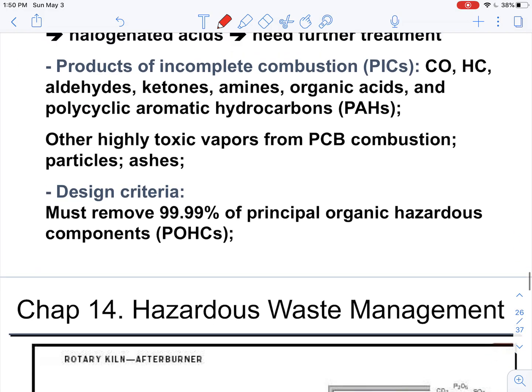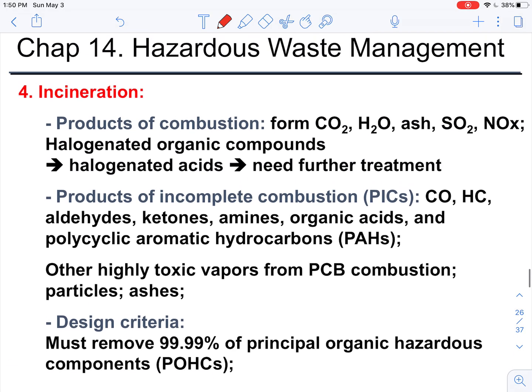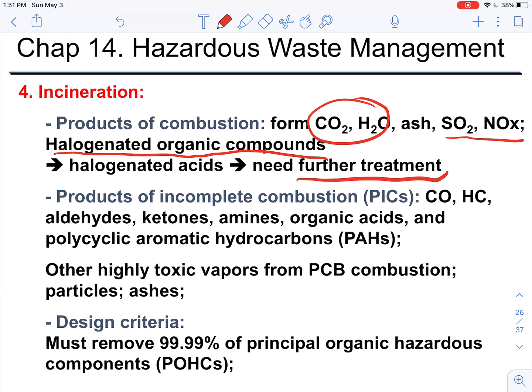So finally, we can use the incineration method. Again, it's similar to solid waste management, where we convert these hazardous wastes directly to heat and energy, right? But of course, we need to think about the pollutants being generated from this process, because besides the carbon dioxide and water, we're going to generate particulate matter, sulfur dioxide, NOx, and also a lot of, for example, halogenated organic compounds and heavy metals. Okay, so of course we need further treatment of these species.